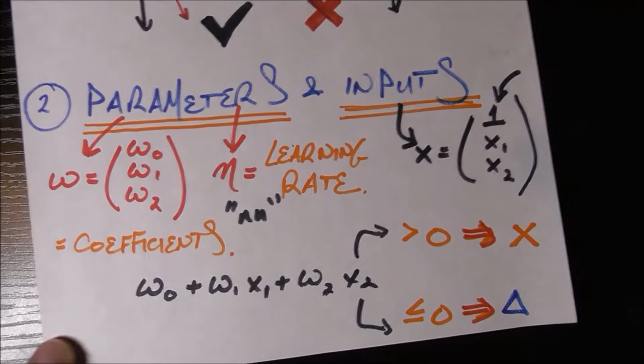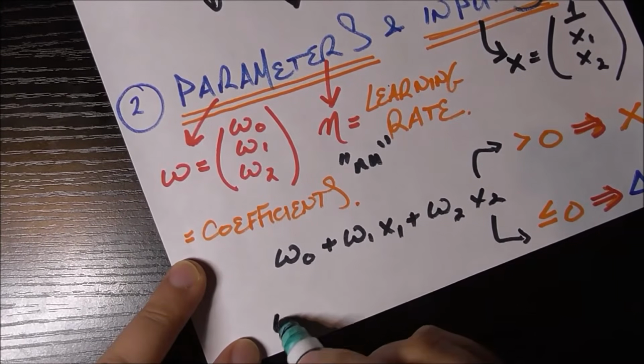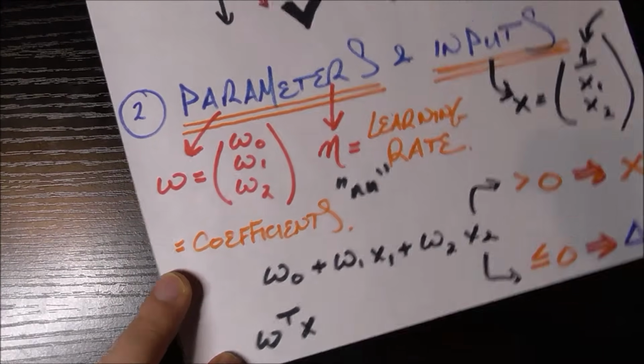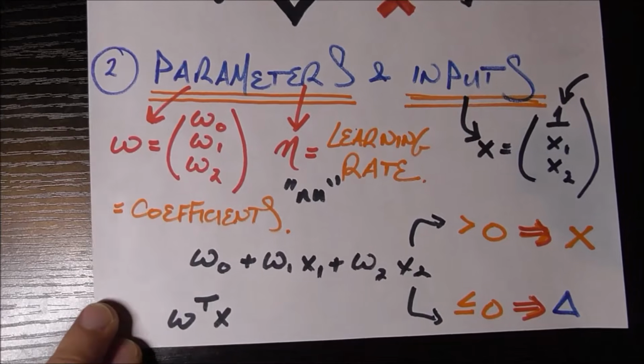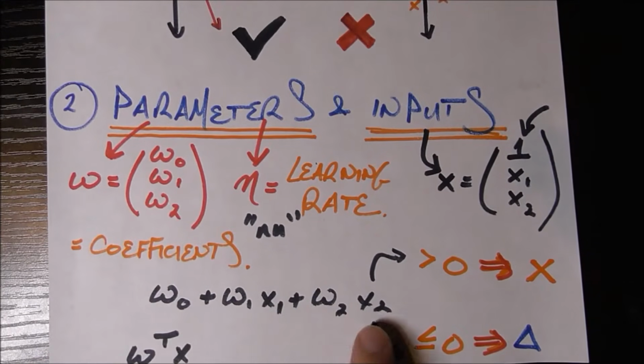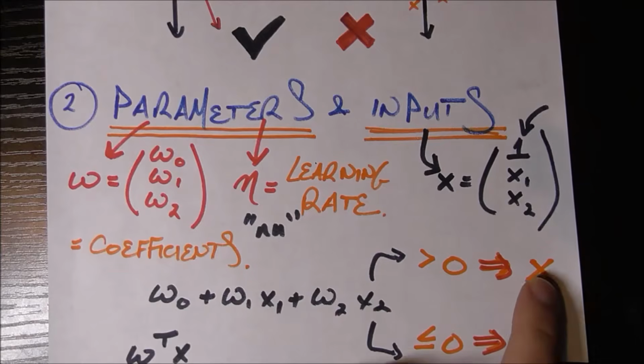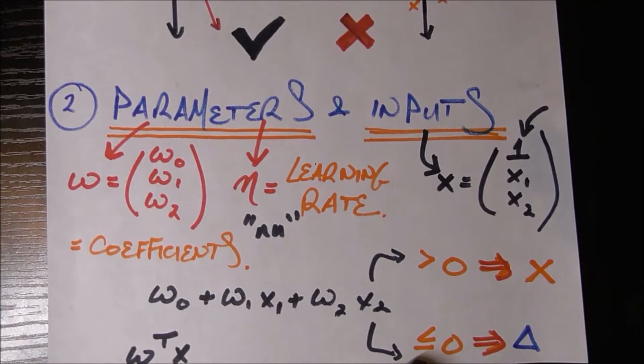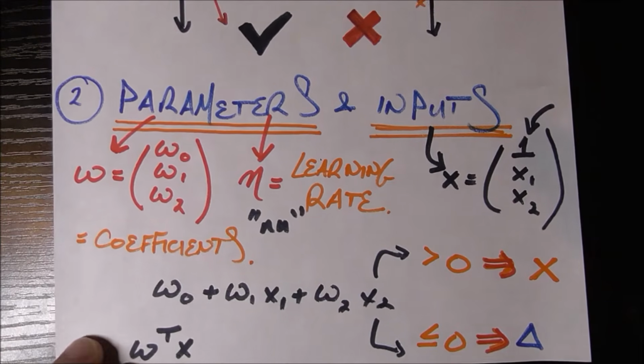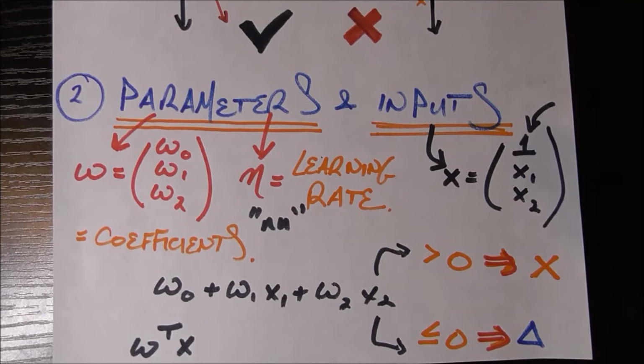You can think of it, if you know more linear algebra, as omega transpose x, another way to look at the dot product. If that doesn't make sense to you, don't worry about it. You take that quantity. If it's bigger than 0, then you assign that data point as an x. If it's less than or equal to 0, you assign it as a triangle. And that's really it. That's how Perceptron classifies any given data point.